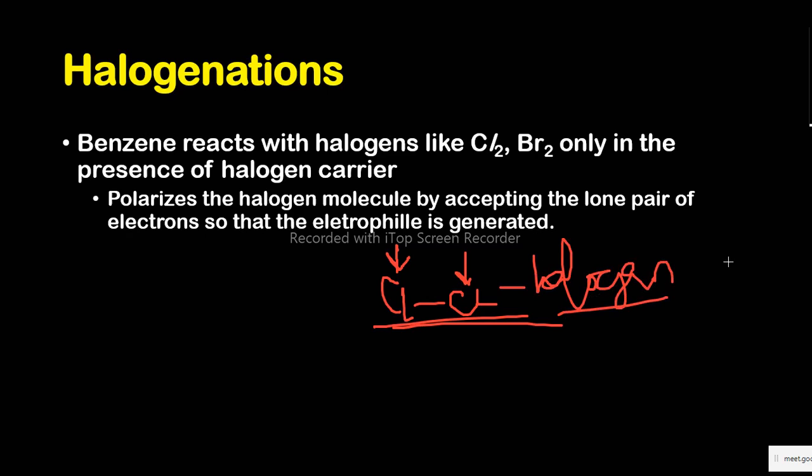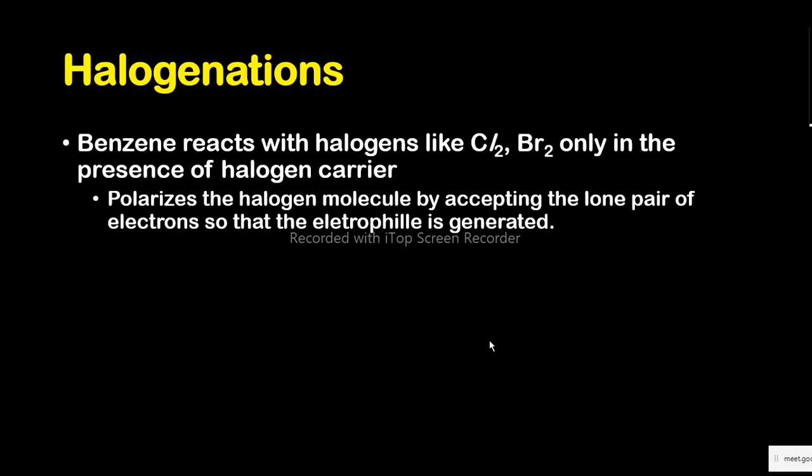And it is this halogen carrier that is going to induce these two halogens to gain charges, to be able to react with benzene. It is the halogen carrier that is going to induce one chlorine, or one bromine, or one iodine, to form an electrophile and a nucleophile, whereby the electrophile is going to receive the delocalized electrons from the benzene. So what is that halogen carrier then? There are commonly three known halogen carriers.